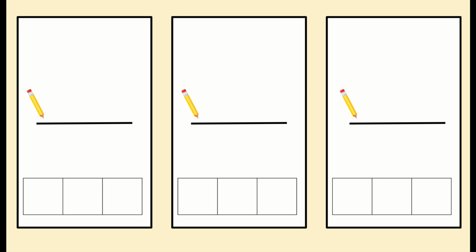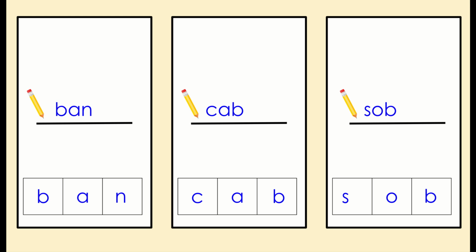All right, let's check to see how you did today. The first word was ban. And ban is spelled B-A-N. Make sure with the B that your stick is on the left side of the letter.